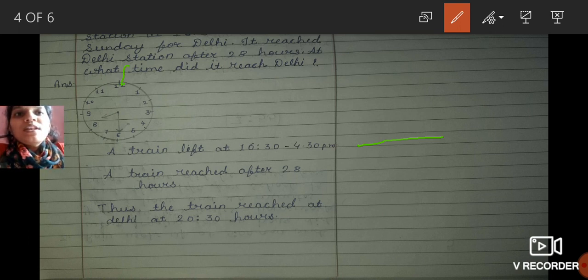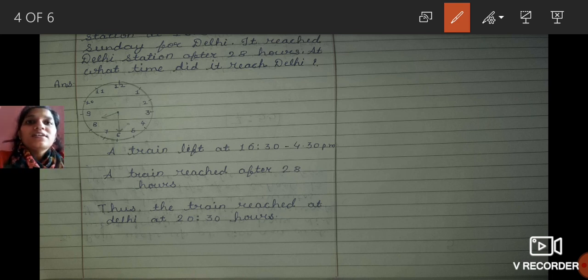Now see, this is 12. When our hand comes on 1, it means 13 hours. When it comes on 2, it means 14 hours. When it comes on 3, it means 15 hours. And when it comes on 4, it means 16 hours. Now 16:30 means what? I'll show you. Our hour hand will be between 4 and 5 and the minute hand will be on 6, like that. So now a train left at 16:30 hours, that means 4:30 p.m.